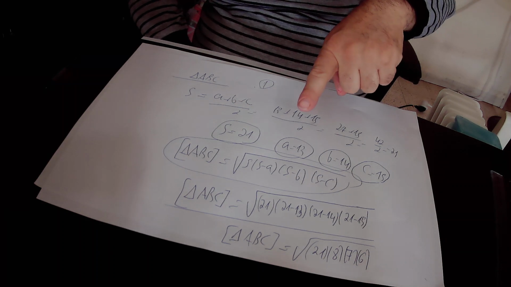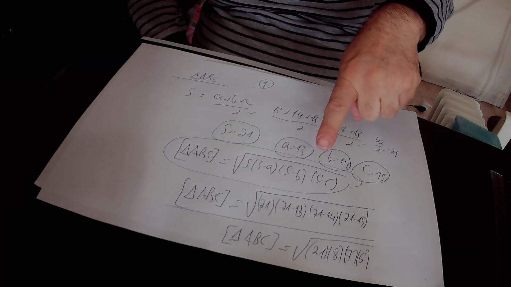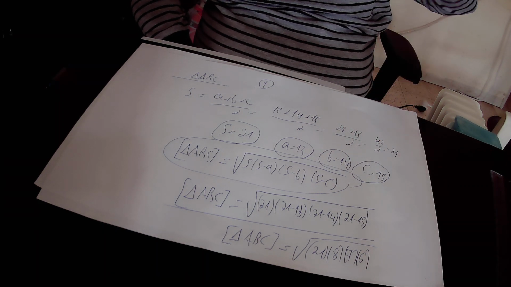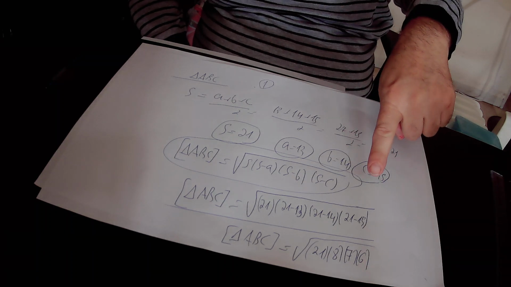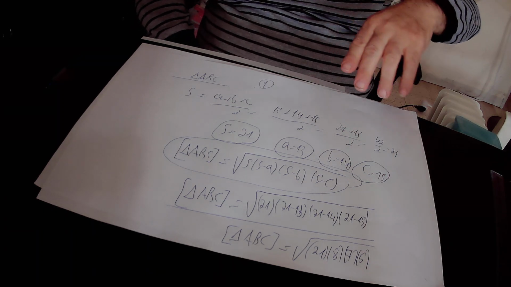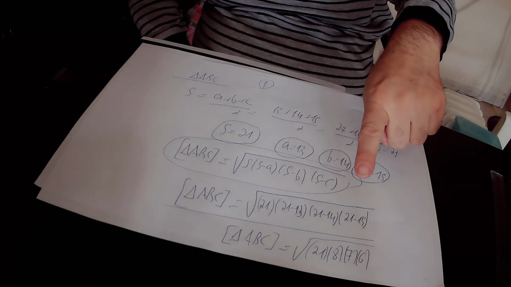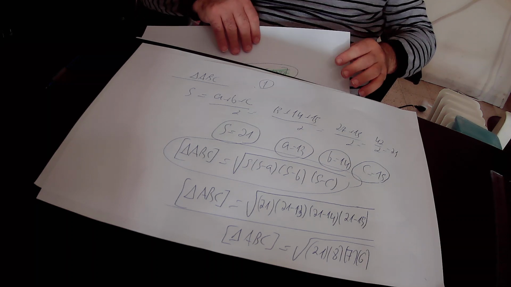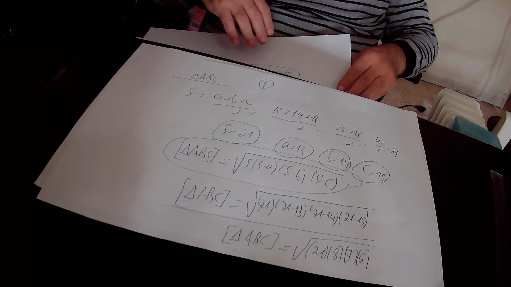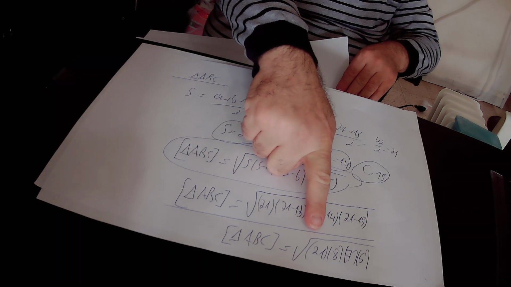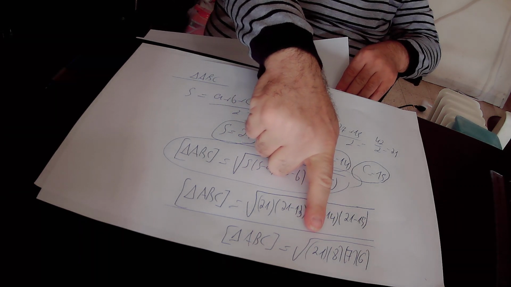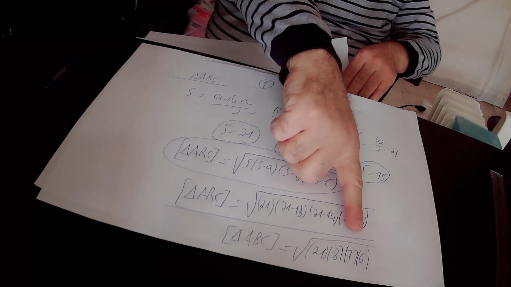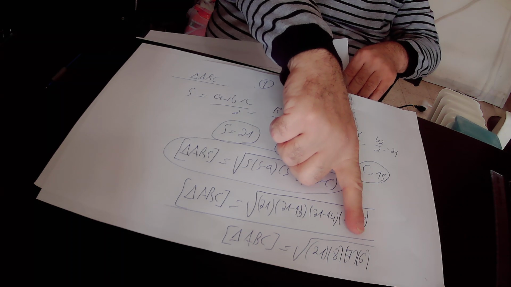So the area of triangle ABC equals the square root of 21 times (21 minus 13 is 8), (21 minus 14 is 7), and (21 minus 15 is 6). So the area of triangle ABC equals the square root of 21 times 8 times 7 times 6. Here we substitute 21 by 3 times 7, 8 by 2 times 2 times 2, and 6 by 2 times 3.